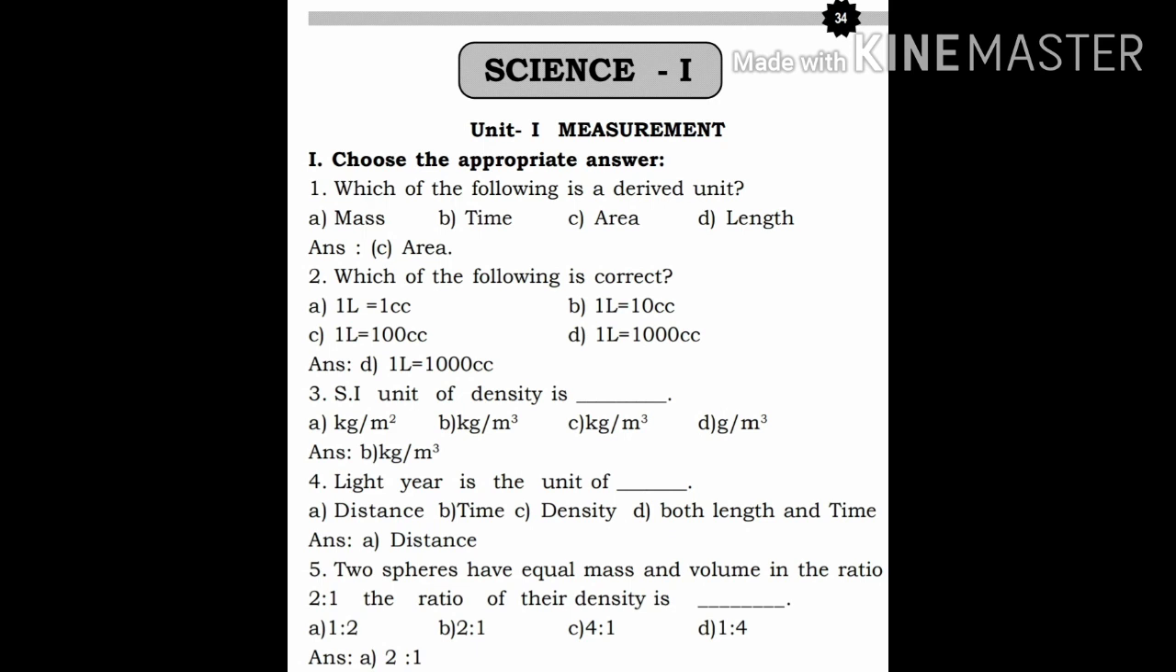Fourth one, light year is a unit of distance. Light year is used to measure the distance in deep space. So light year is a unit of what? Unit of distance. Fifth one, two spheres have equal mass and volume in the ratio 2:1. The ratio of the density is also 2:1 because the density formula is mass by volume.